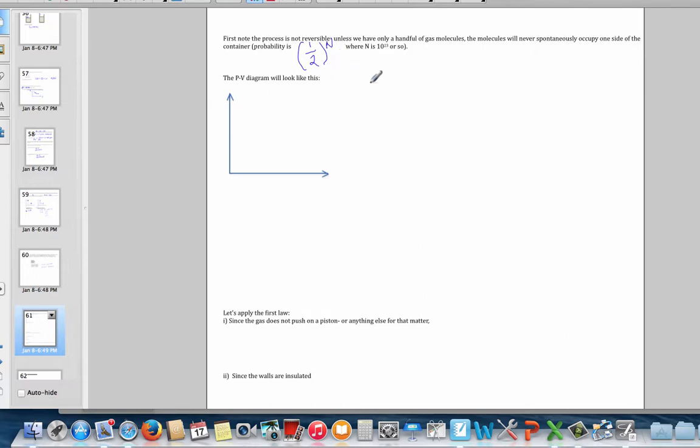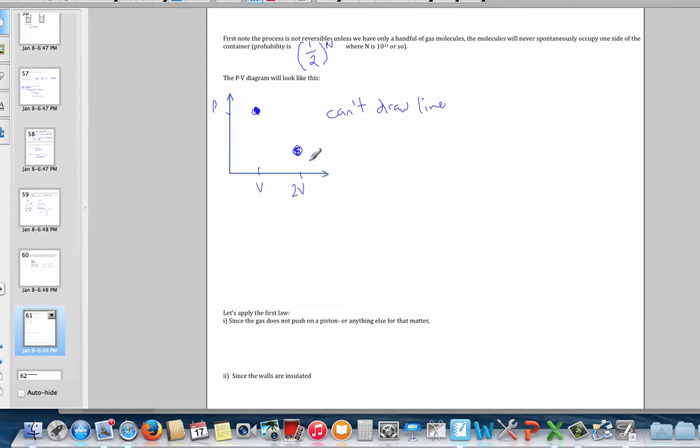So because it's irreversible, we know that we're starting with, say, a pressure and a volume, and we know we're ending up with twice the volume and less pressure, but we can't draw a line there because pressure and volume are not well defined throughout that process. So exactly like we were talking about on the other side, we sort of know where we're starting and where we're ending up, but we have no idea about what's in between.